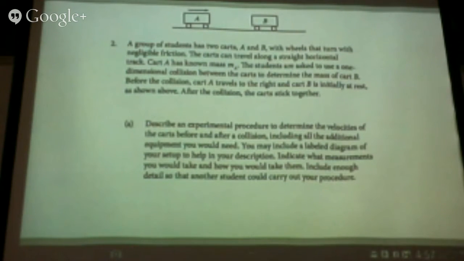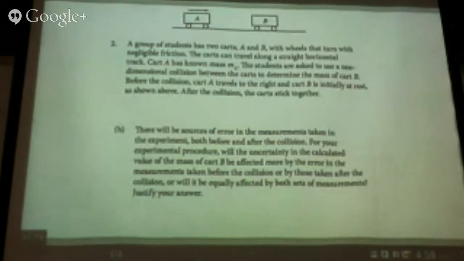So the grading guide on this one is something like, they identified that they need to measure the velocity of cart A before they collide. That's a point. They identified that they need to measure the velocity after they collide. That's worth a point, something like that. And then they talked about a reasonable procedure to do both.